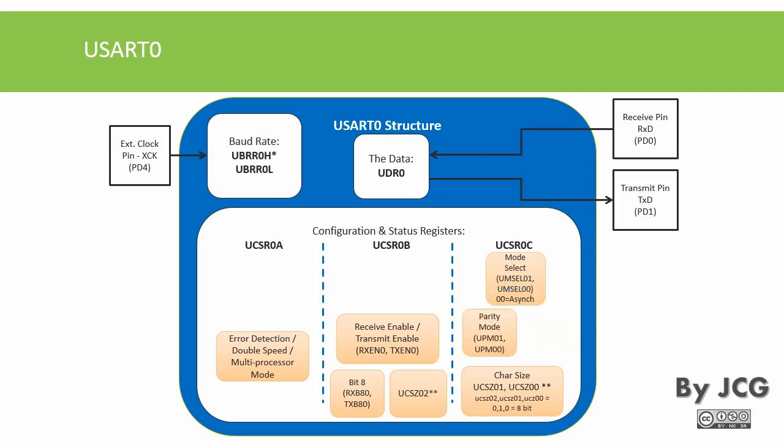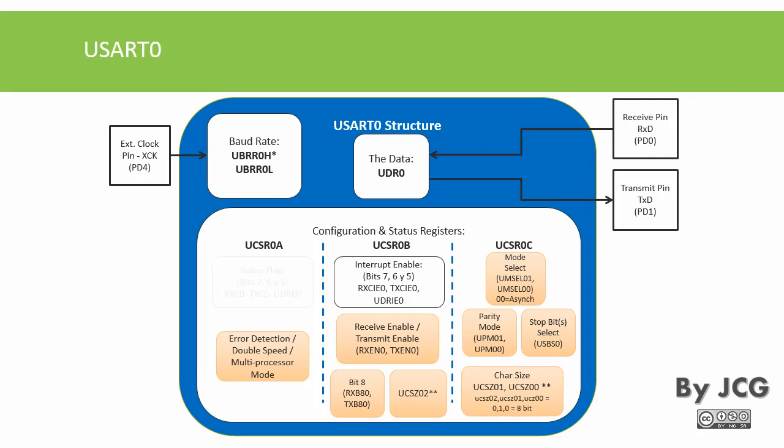Also, you have the parity mode. For the parity mode, you have 2 bits, the USART parity mode 01 and USART parity mode 00. With these 2 bits, you can define whether you want to check parity or you do not want to check parity. We're going to talk about what parity is. Another configuration is the stop bits. You have 1 bit to determine the number of stop bits that you're going to have in your transmission. You can have either 1 stop bit or 2 stop bits.